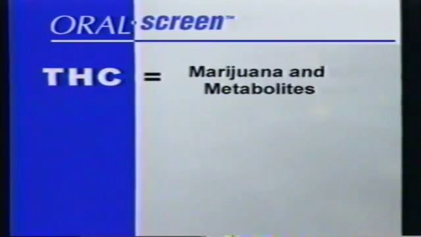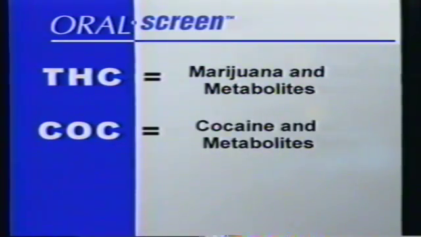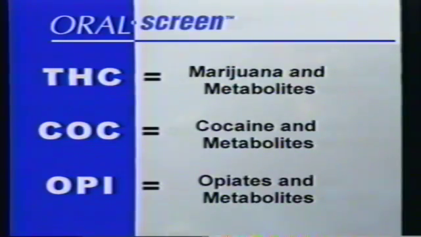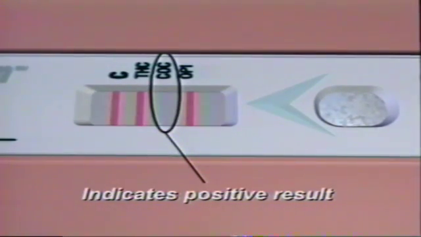THC is the abbreviation for marijuana and metabolites. COC is the abbreviation for cocaine and metabolites. OPI is the abbreviation for opiates and metabolites. Presence of a red line next to each drug indicates a negative result for that drug. The absence of a red-colored line next to a drug indicates a positive result. Please note that multiple positive results are possible.